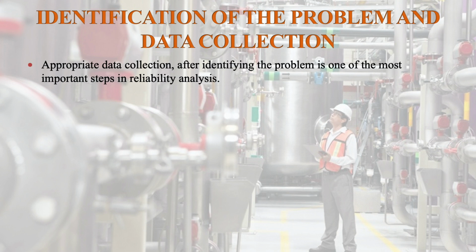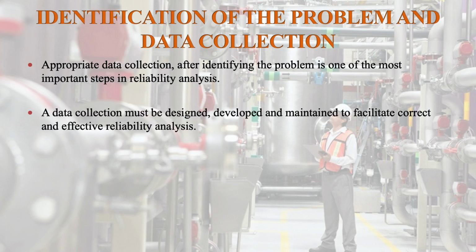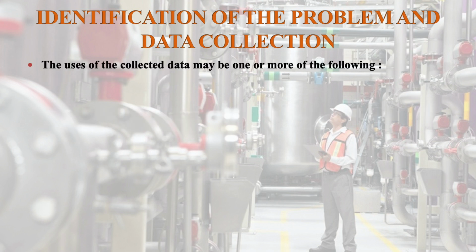Identification of the problem and data collection. So first of all, one has to identify a problem. How to identify the problem? Once identifying the problem, one has to collect the data. Appropriate data collection after identifying the problem is one of the most important steps in reliability analysis. A data collection system must be designed, developed and maintained to facilitate correct and effective reliability analysis. The use of the collected data may be one or more of the following.